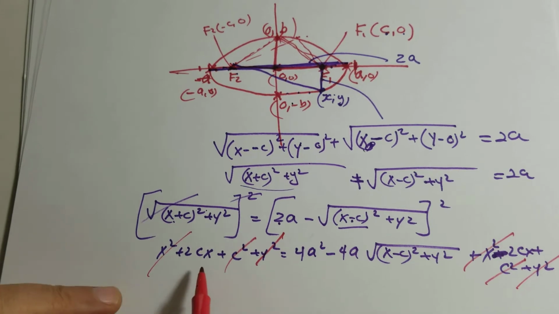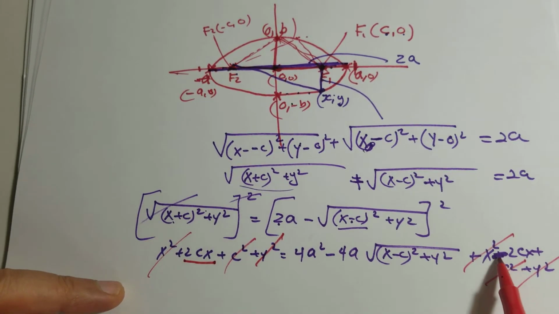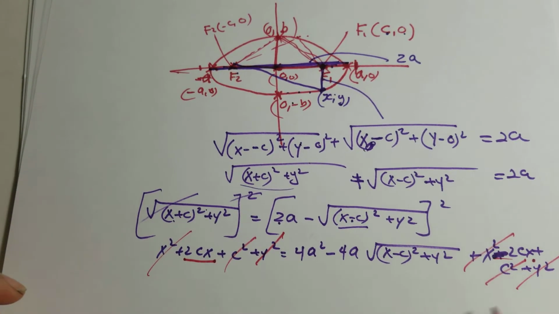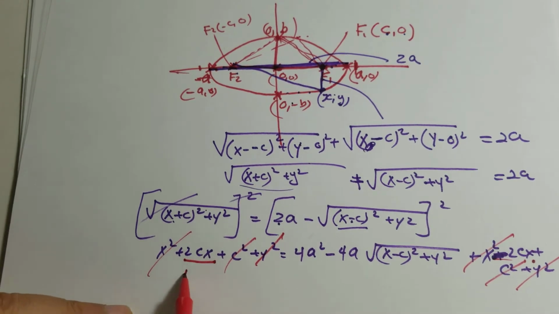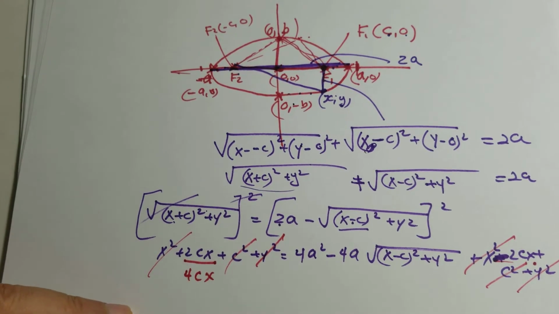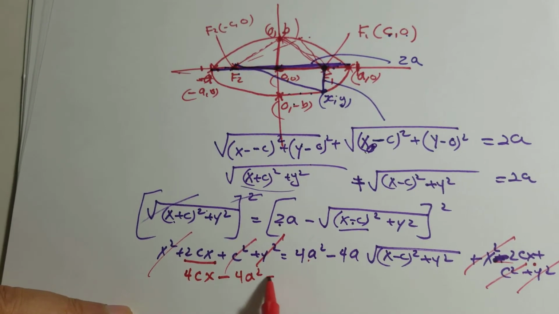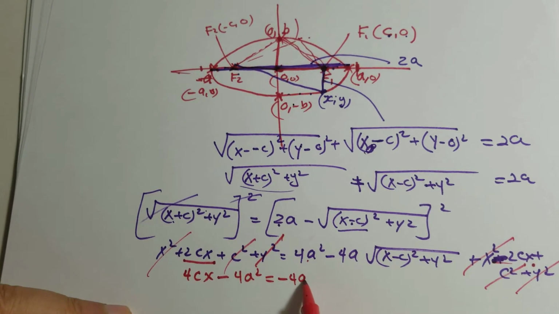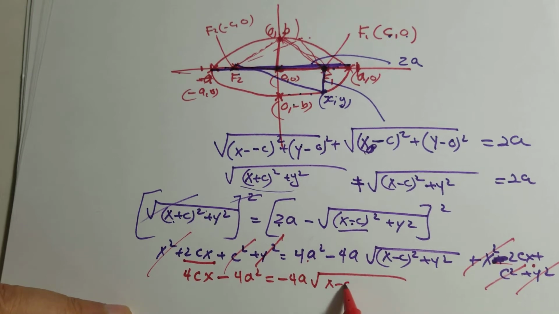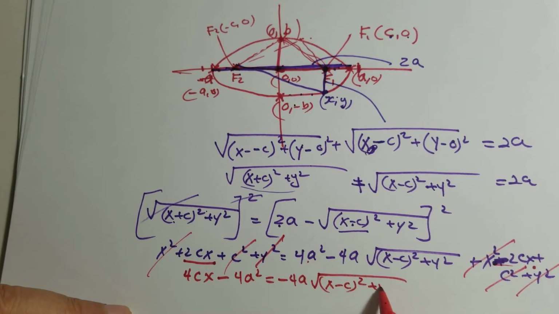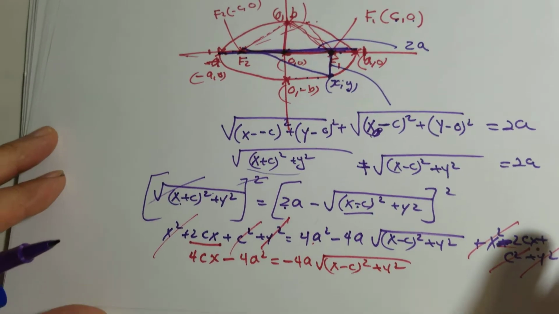We move it to the other side. I have 2cx in here. I have negative 2cx in here. I put the negative 2cx here, it becomes positive. Right now you have 4cx. I bring the 4a squared to the other side, and I have that radical all by itself on the right side. Right now I can square both sides again.